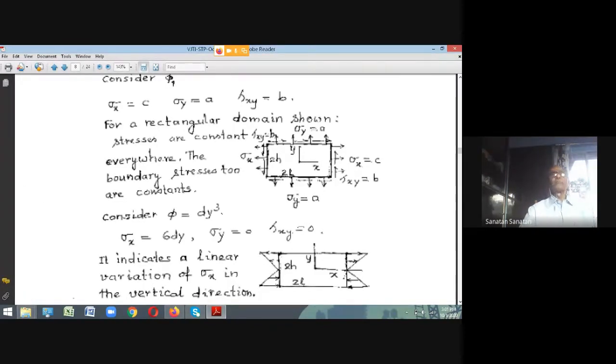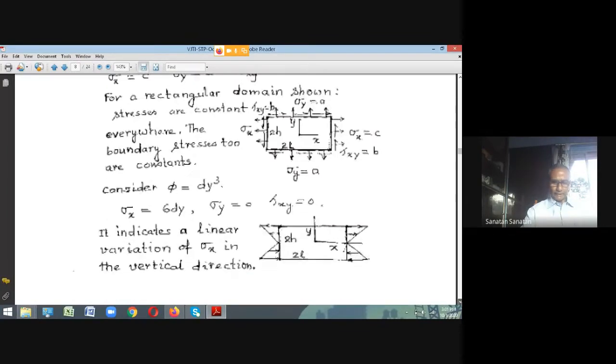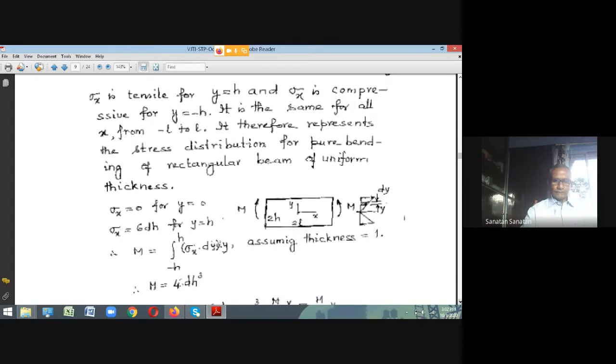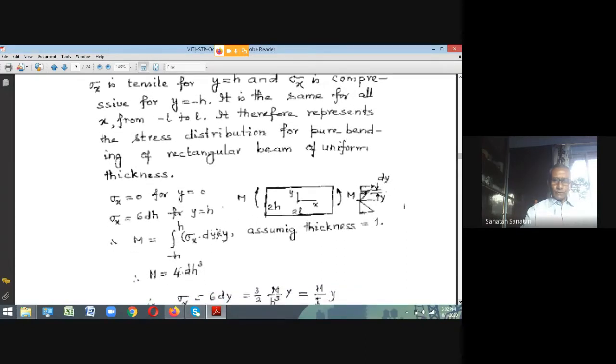This simple bending stress variation was derived in strength of materials. So the stress function for this case is given by dy cube, where D has a value which depends on the externally applied bending moment. We can determine that. What is the value of H? In this case, M, the pure bending moment, is applied.